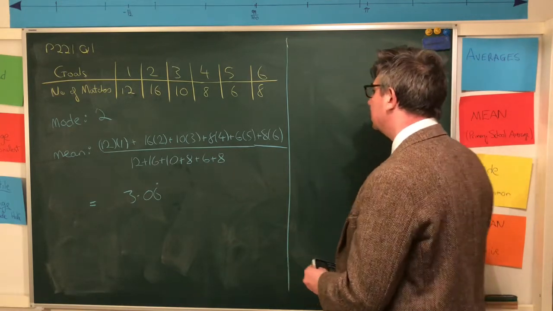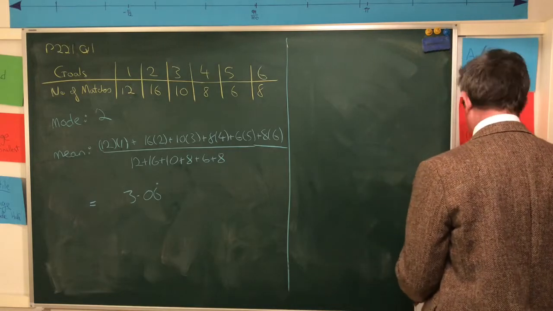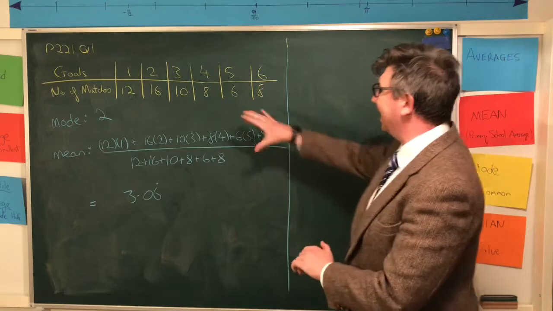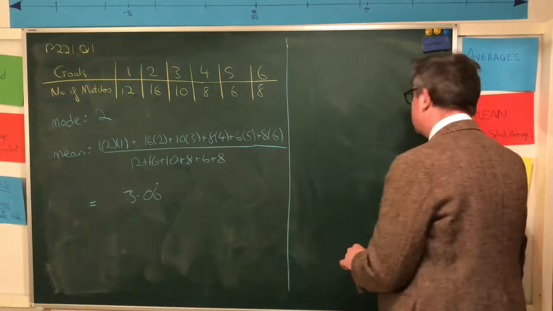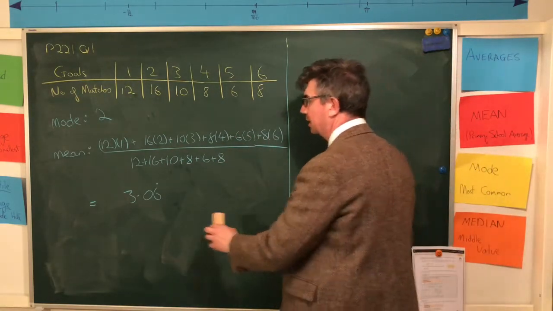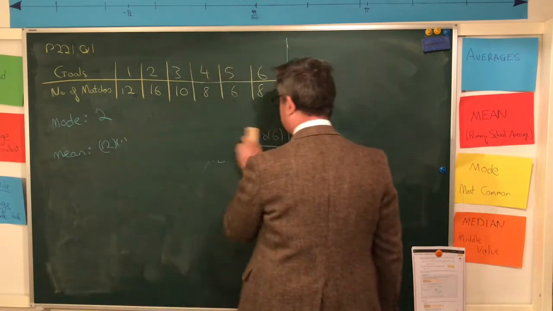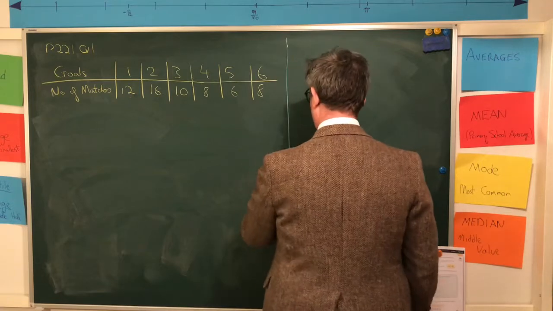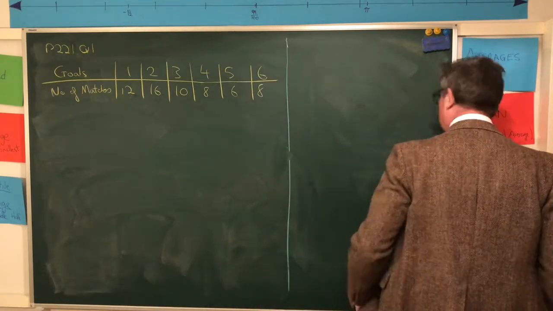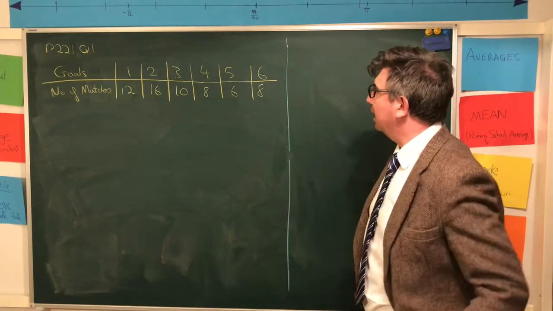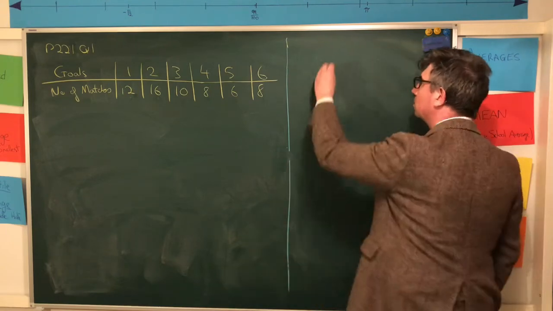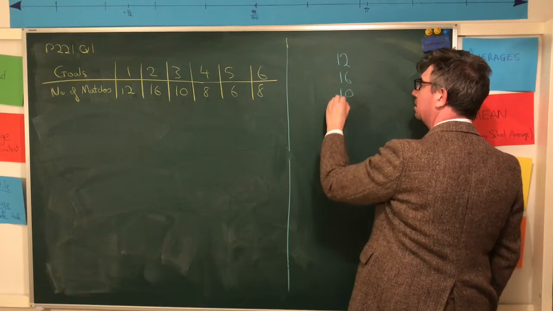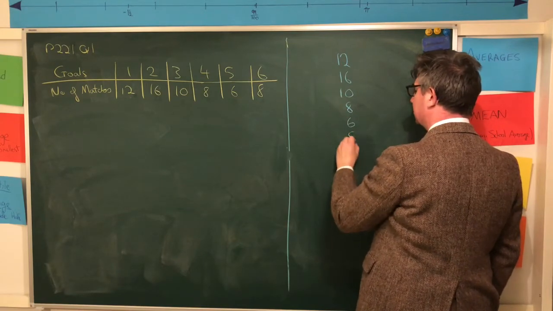And then now this is probably the most interesting one, I think: we calculate the median. So I'm going to wipe out this stuff because I need access to this area. I'll rub all this out and we'll have a look at getting the median of this data set. Okay, so we know that we have 12 plus 16 plus 10 plus 8 plus 6 plus 8.